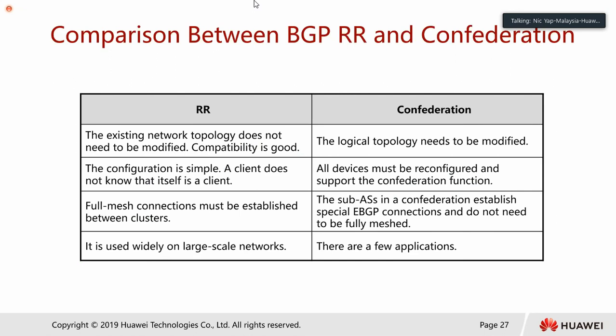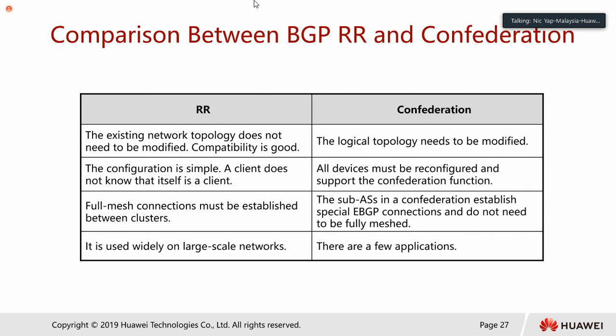A client does not know itself as a client. A full mesh connection must be established between the RRs themselves, and it is widely used in large scale networks. So it can be easily simplified by using this method. Okay, so this is on the route reflectors itself.